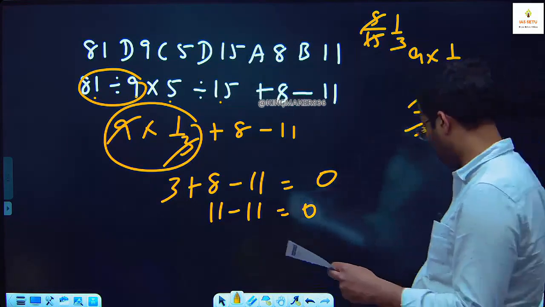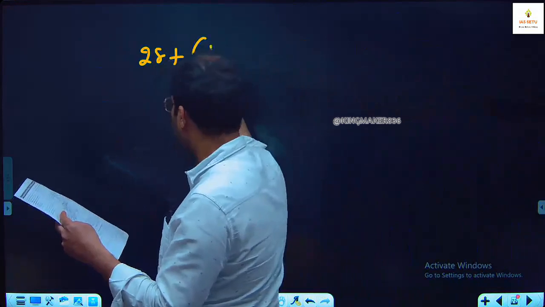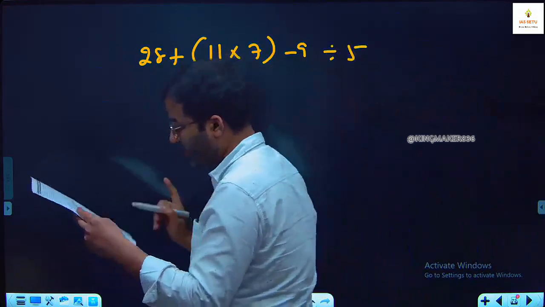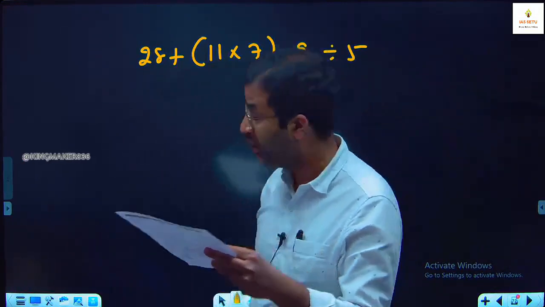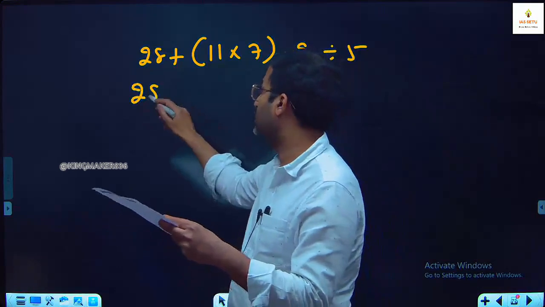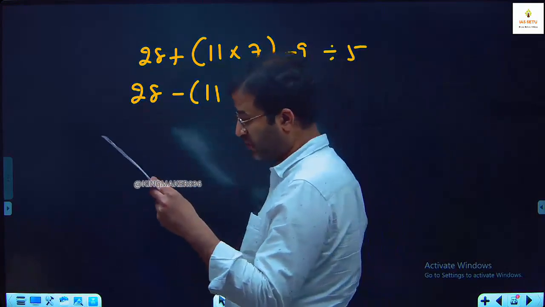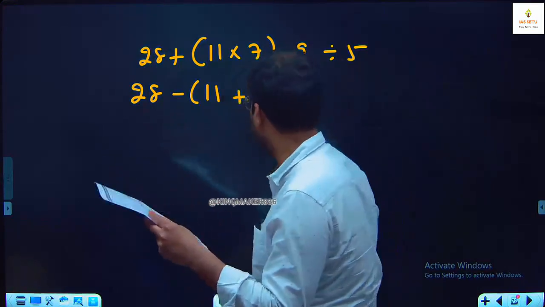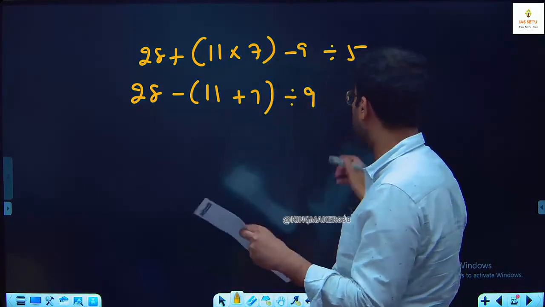10 is okay. 10 is 28 plus bracket 11 into 7 minus 9 divided by 5. But you have to read question. If the mathematic operation plus means minus, जहां पे प्लस है उसको माइनस कर दो. Multiplication means plus. Minus means division. Division means multiplication.